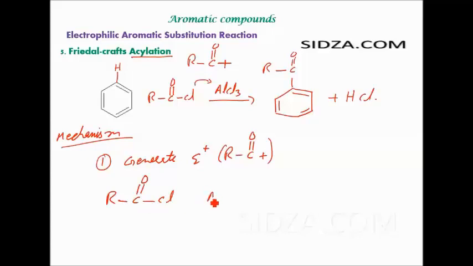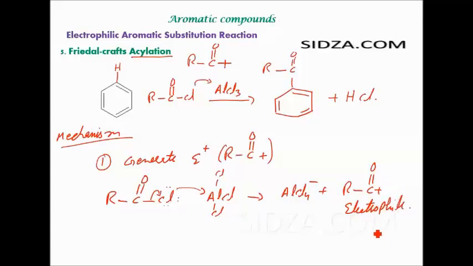If I react it with AlCl3, we know that AlCl3 is a Lewis acid, and it can form a bond with the chlorine atom, and the chlorine will come off finally. You get AlCl4 negative plus, once the chlorine comes off, you get RC double bond O positive, the acyl group. So this is the acyl carbocation, correct? This is the electrophile that we need in the acylation.